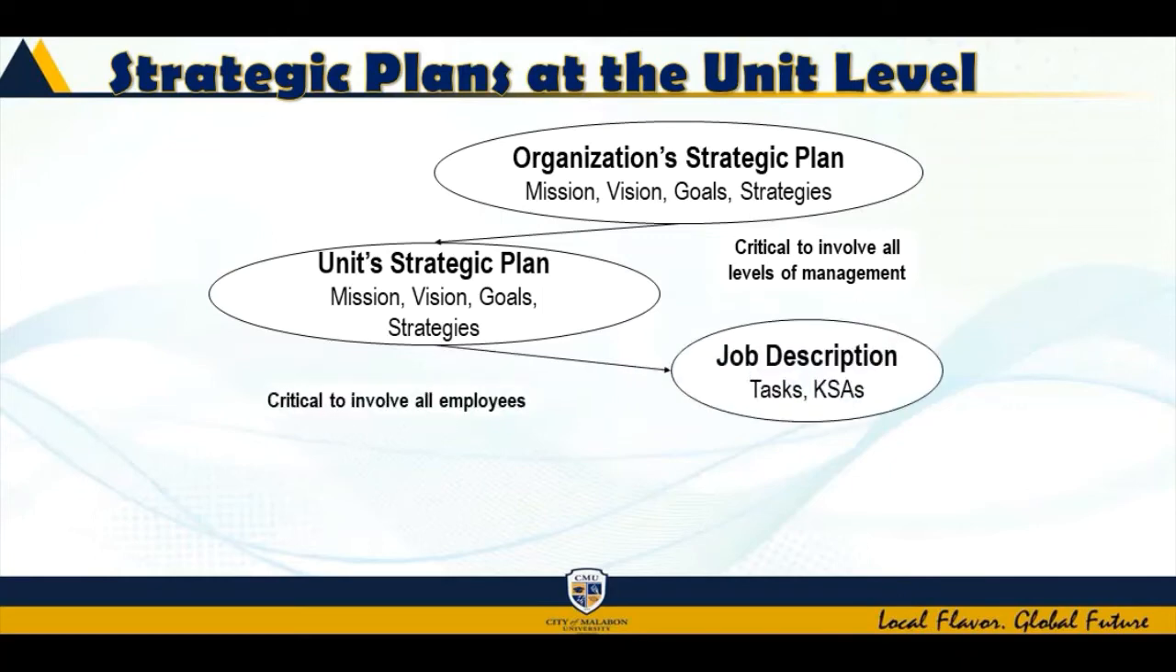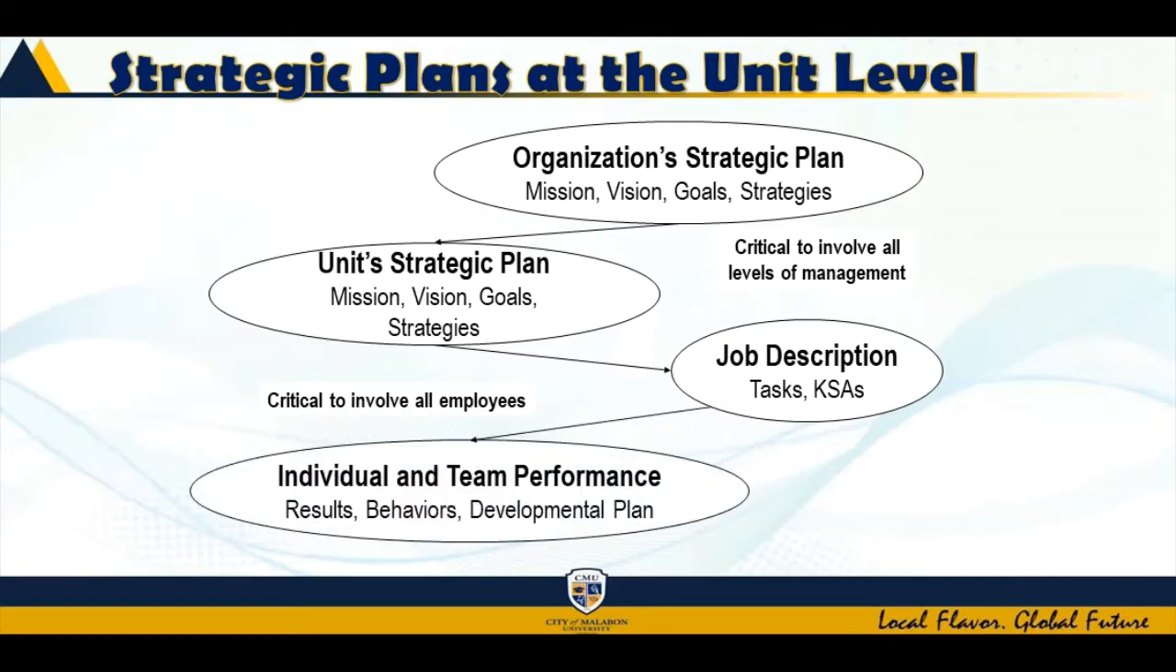And then through the unit strategic plan, we can know the different job descriptions of our employees, or the different tasks that they need to perform in terms of their KSA. When we say KSA, this is the knowledge, skills, and abilities of our employees. And then the last is the individual and team performance. Again, this is critical in terms of our involvement, because this happens in the way they deal with different individualities.